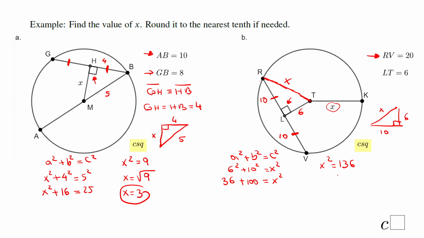For finding x we need to take the square root like in the previous problem, and now we need a calculator because we need to round to the nearest tenth. So let me grab a calculator and do the square root of 136. I end up with 11.66, so I round it to the nearest tenth, 11.7. And that is about this problem.